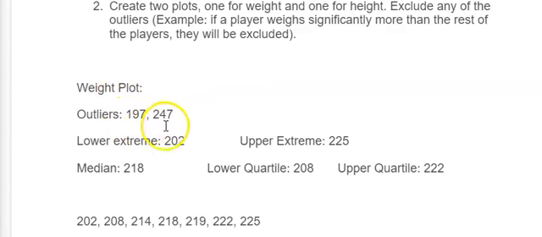So I'll start with the weight plot here. My outliers, I put them in order here. My outliers were, I took 197 to be the low. So that was the lowest weight I had in the list. Now, it's not a whole lot less, but I'm just going to count it as an outlier anyway. But 247 is quite a bit of an outlier. So I'm going to take those two weights out. And then what I did is I listed my data without these two numbers. So I have 202, 208, 214, 218, 219, 222, and then 225 pounds because I did not count these two.